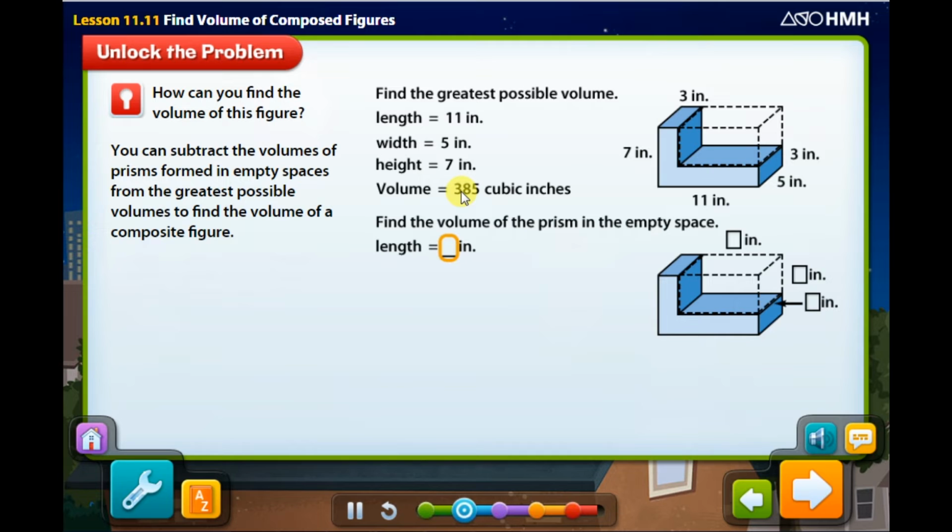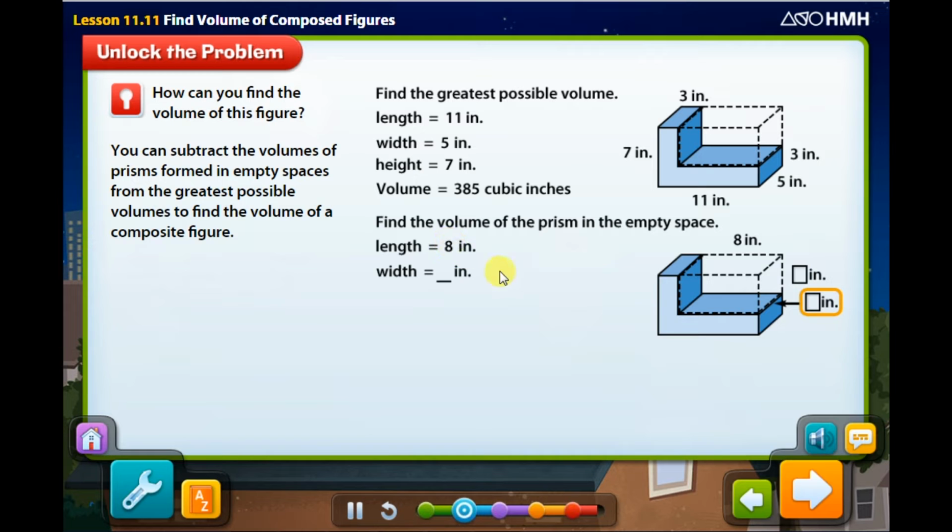How can you find the length of the empty space? Let's think about it. The total length of both prisms is 11 inches. The other given length is 3 inches. Subtract the known length, 3 inches, from the total length, 11 inches, to give me this whole empty length. So it will be 11 minus 3 equals 8 inches. So the length of the empty space is 8 inches.